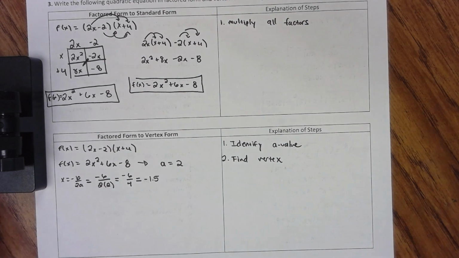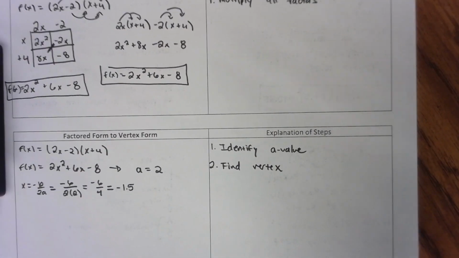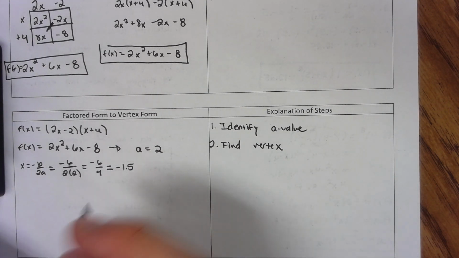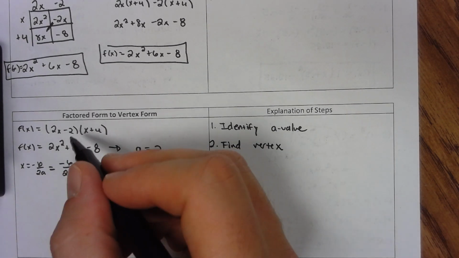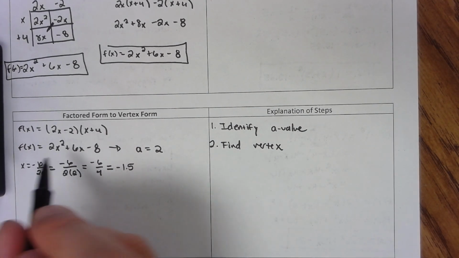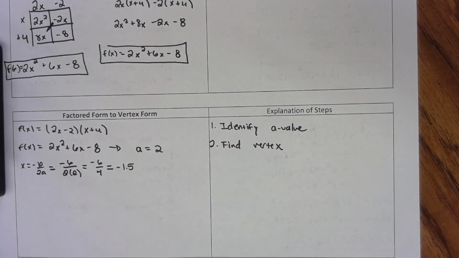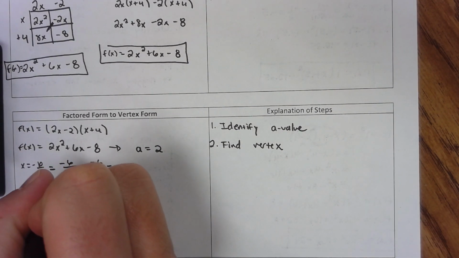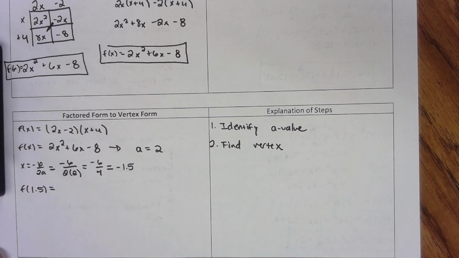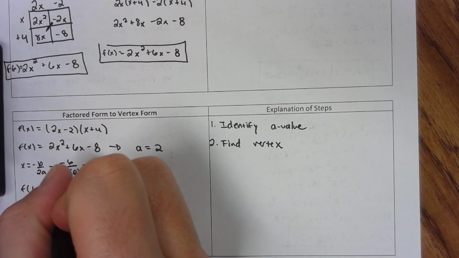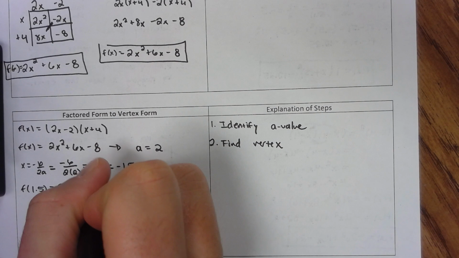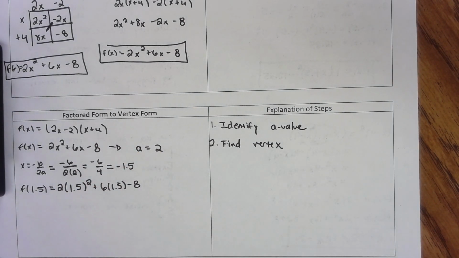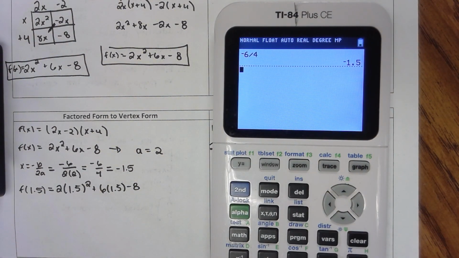And I'm not going to be picky on whether or not you write it as a fraction or a decimal. Doesn't matter to me. And now to find y, I just need to take this x and plug it back in. I can plug it in anywhere. I can plug it into the factored form or the standard form. I don't know that one is better than the other. It's really just preference for how you're doing your work. So f of negative 1.5, since I'm working in standard form, I'm just going to use that standard form. So 2 times 1.5 squared plus 6 times 1.5 minus 8. And again, I'm just going to let the calculator do all that work for me.